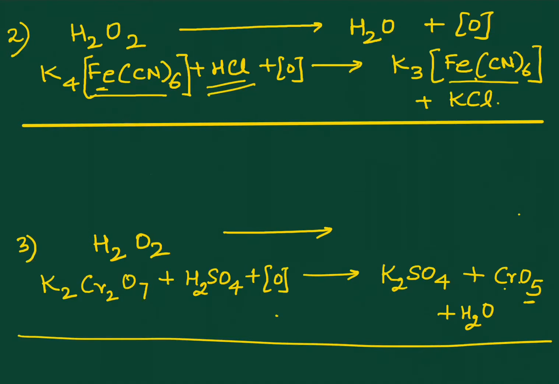In your final equation, don't forget to mention the blue coloration of chromium pentaoxide. Right? There's one last one to go. That's the conversion of mercury to mercuric oxide in acidic medium. Why don't you try that equation yourself? It's very, very simple. You can use acidic medium like H2SO4. Right? Go ahead and write the equation.